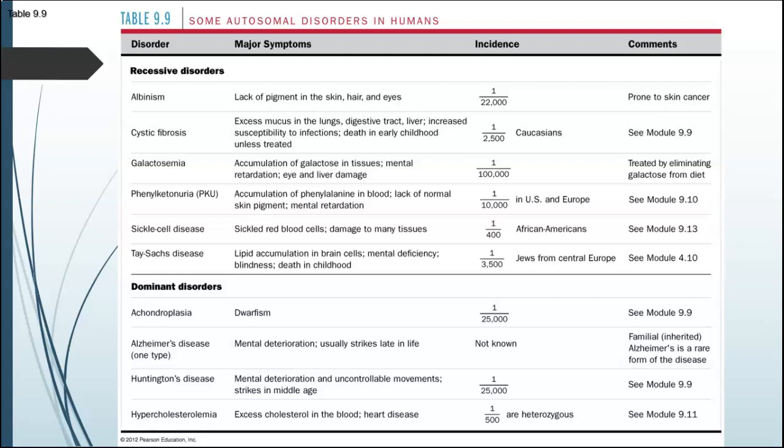There is a chart in your textbook, Table 9.9, that shows some of these autosomal disorders in humans and how common they are. Notice that a lot of them are like 1 in 100,000, 1 in 22,000, and so forth. Some are more common than others. Sickle cell anemia: about 1 in every 400 African Americans carry the trait for sickle cell anemia or have the condition. And there's more information in your book in different places. You'll see over here in the comments, it gives you some reference to sections in your textbook that discuss those particular conditions. And that's the end of the notes about pedigrees and human traits.